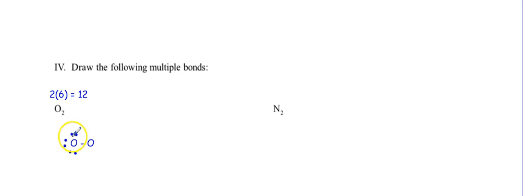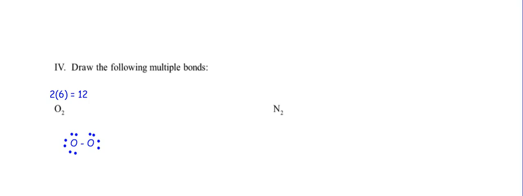Okay, so how many have I used? 2, 4, 6, 8. How many do I have left? 4. All right. 1, 2, 3, 4. Now what? Does each oxygen have 8 electrons around it? Let's see here. 2, 4, 6, 8. That one does. 2, 4, 6. That one does not. So what did we say we needed to do?